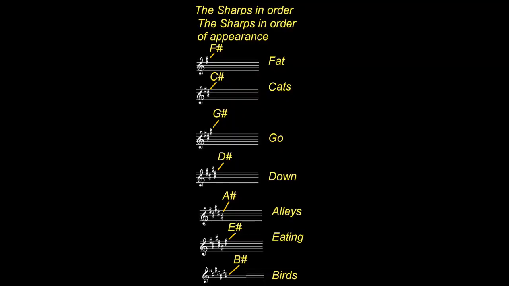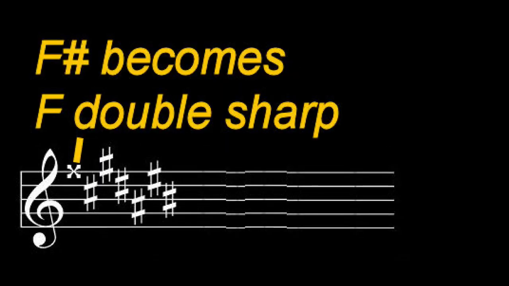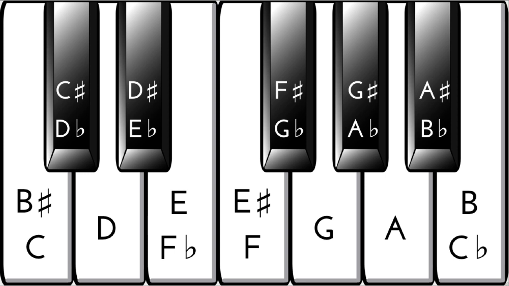You might recall that our sentence for remembering the order of sharps was fat cats go down alleys eating birds. But what about the birds? So the B is the last sharp in the row, but if you use it, then you have to go back and make a double sharp for the F. If you're looking at a piano, you can see it's the same key. B sharp is C. By the way, E sharp is also F, and F flat is also E, and C flat is also B for that matter.